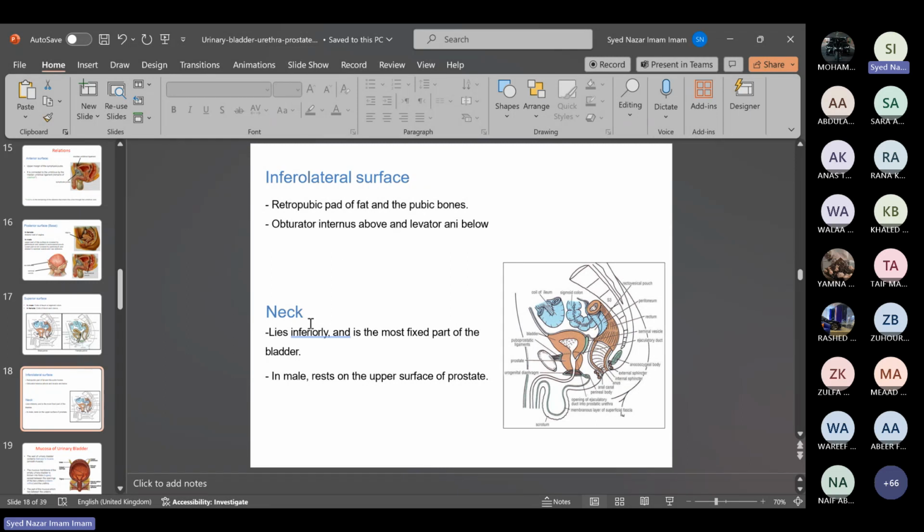And finally, we have the neck. It lies where? It lies inferiorly, and it is the most fixed part. And in the male, it rests on the upper surface of the prostate.